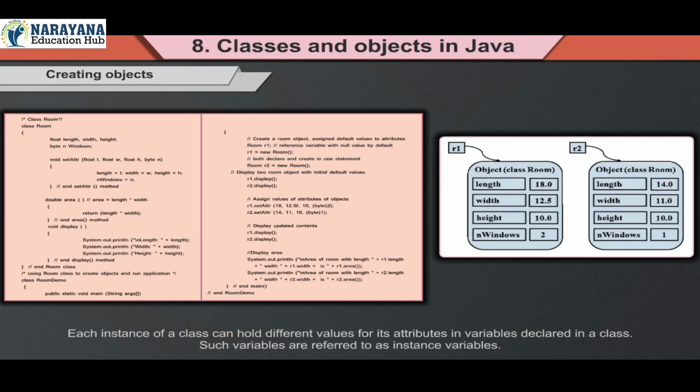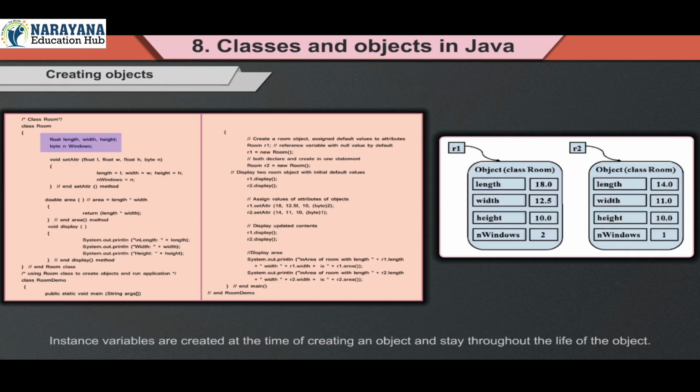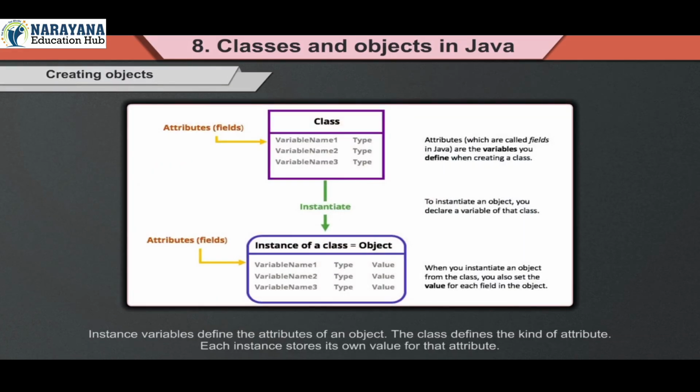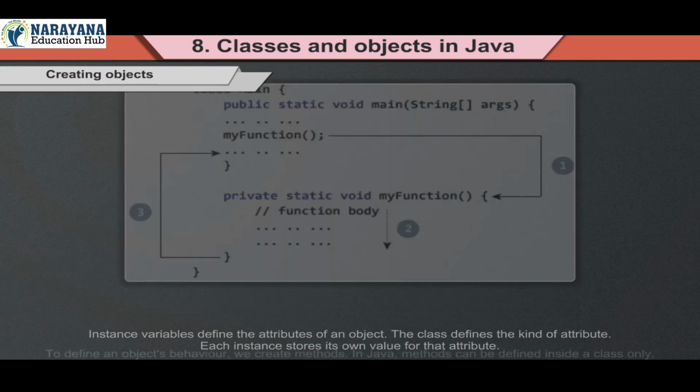Each instance of a class can hold different values for its attributes in variables declared in a class. Such variables are referred to as instance variables. Instance variables are created at the time of creating an object and stay throughout the life of the object. Instance variables define the attributes of an object. The class defines the kind of attribute. Each instance stores its own value for that attribute.